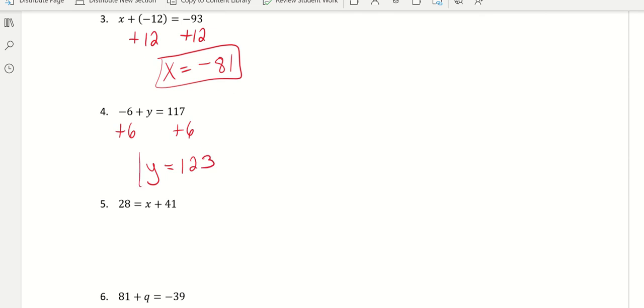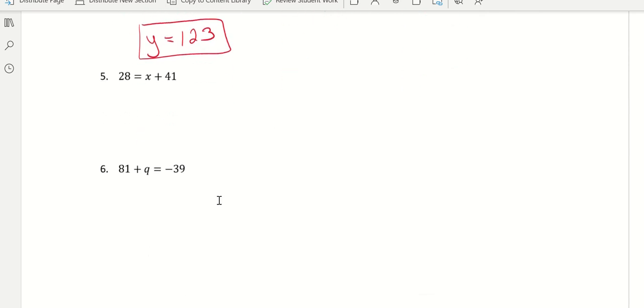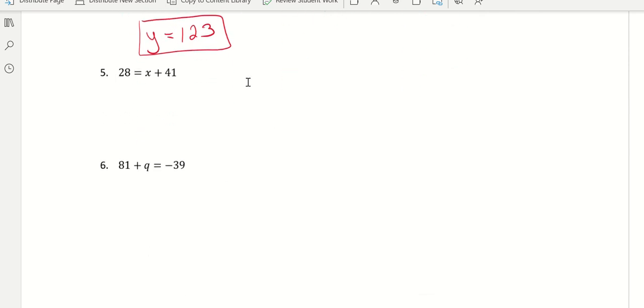By the way, we can check any of these solutions by plugging them into the original equation. I'll do it on this one just so you can see. Negative 6 plus 123, is that equal to 117? And yes, it is. So you can do this on every problem, and on your test, if you have time, you probably will, you should do this before you turn your test in just to make sure everything checks out the way it should.